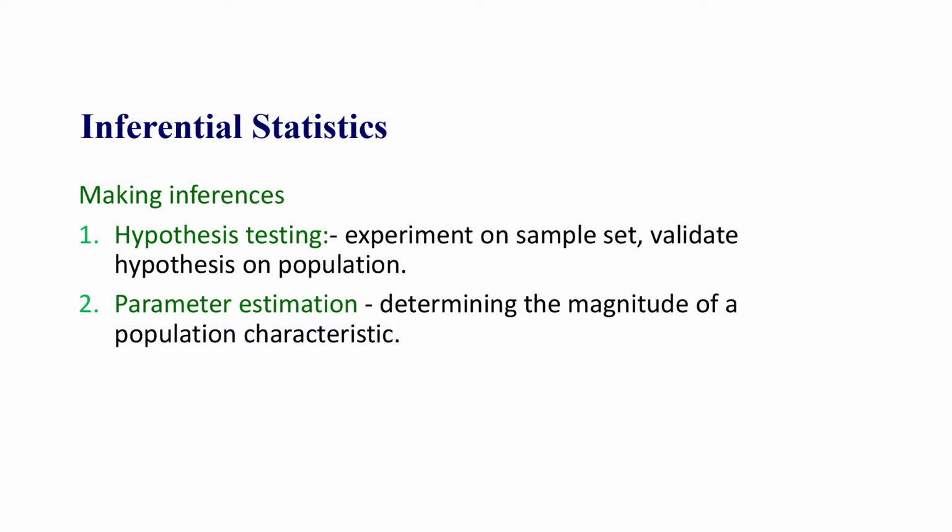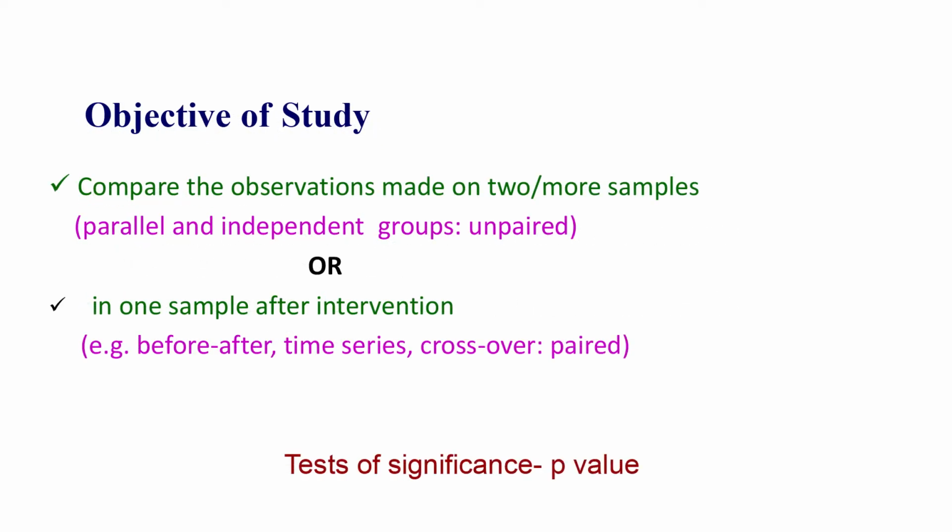And the second thing is parameter estimation. I am sure you might have heard about confidence interval or point estimation, which we calculate from a small sample size which we take in our studies. So for estimation of the parameters, there also we need inferential statistics. So basically, what is inferential statistics? It depends upon the objective of your study.